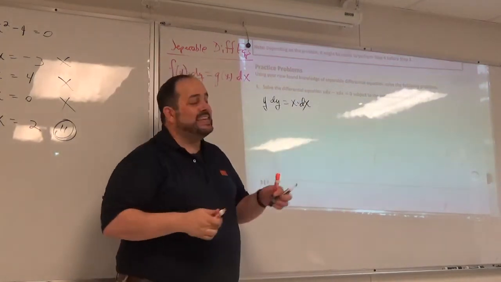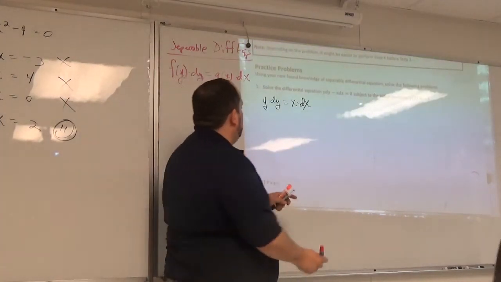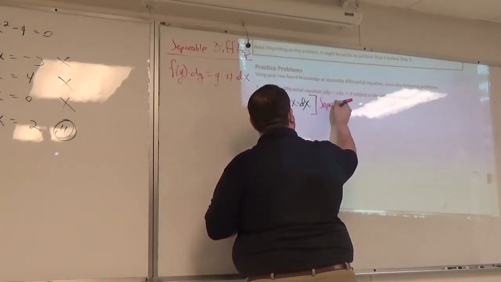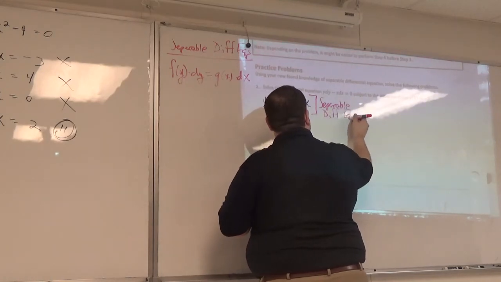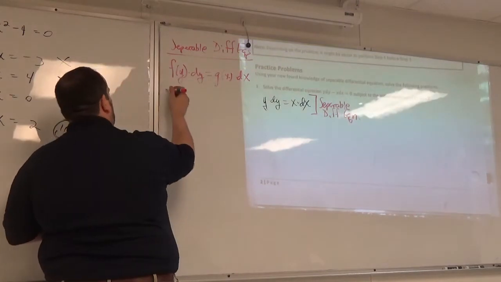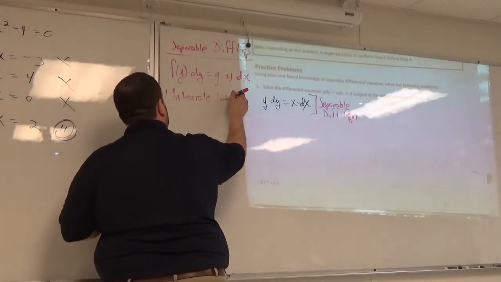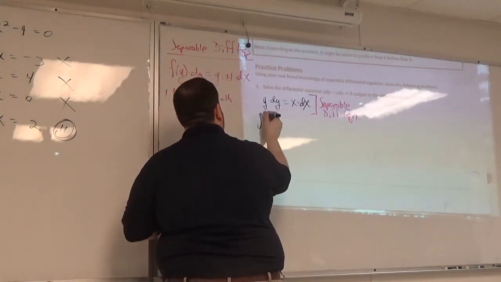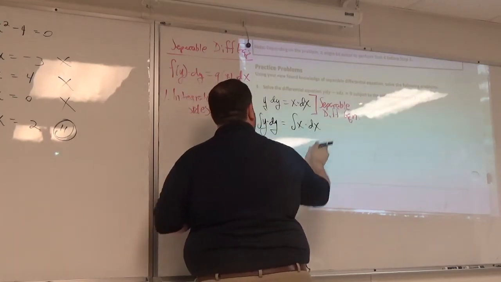I'm not saying that means the problem's done, but if I have a function of y times dy equals a function of x times dx, then I know it's a separable differential equation. And here's where the steps come. Step one, integrate both sides. Integrate y with respect to y, integrate x with respect to x.